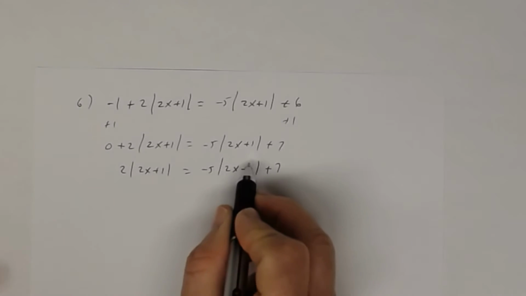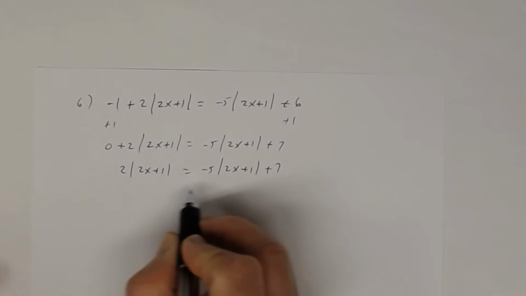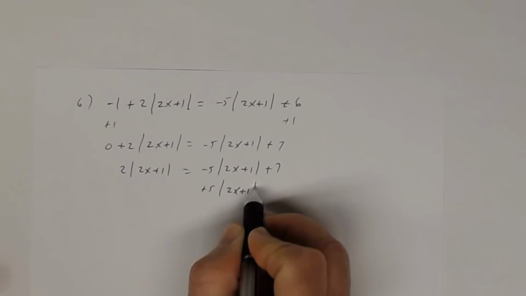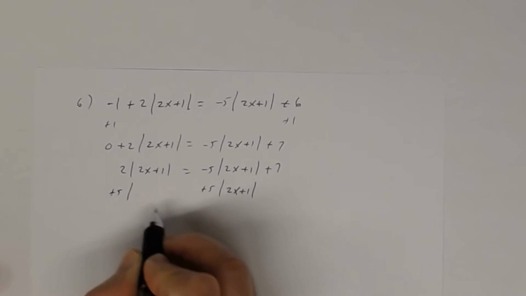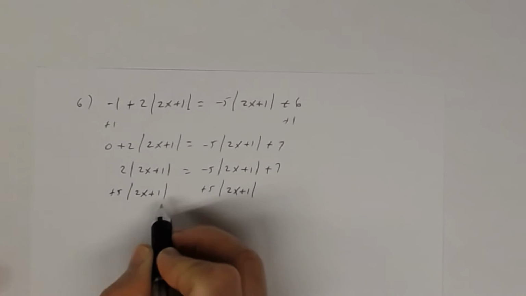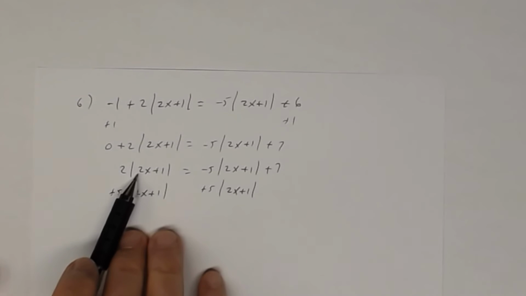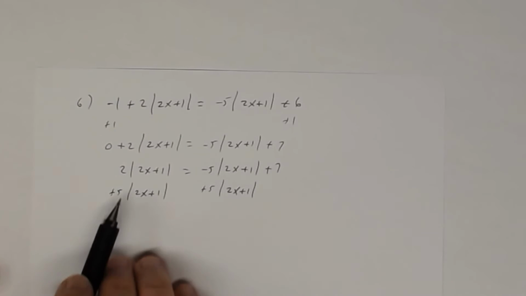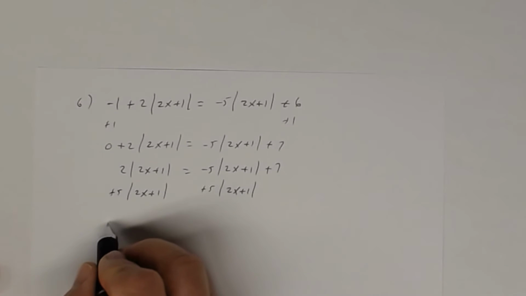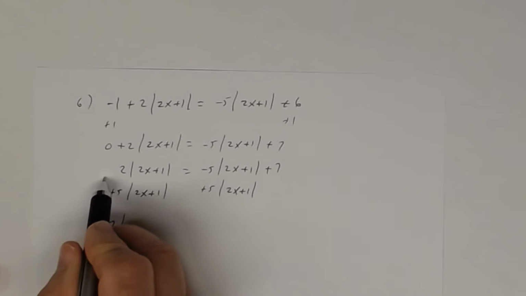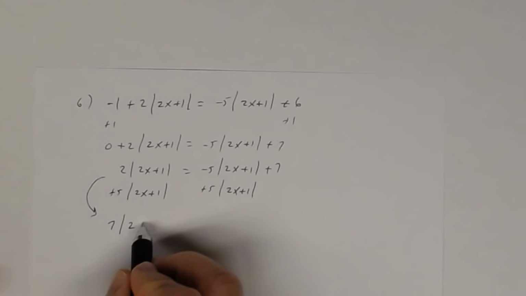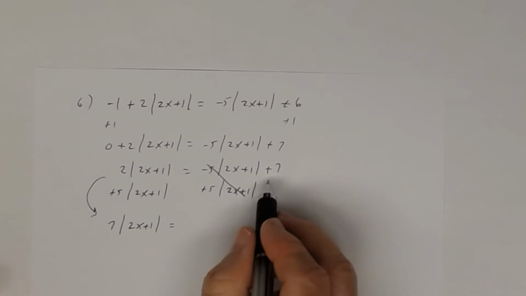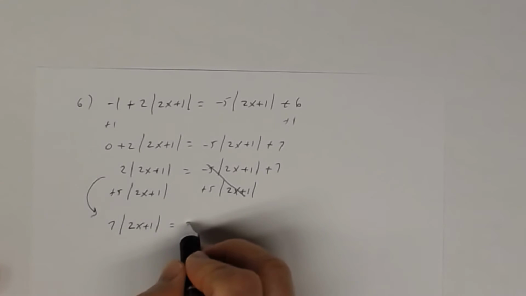And now I'm going to bring this absolute value expression on this side. So I'm going to add 5 times the absolute value of 2x plus 1 to both sides, just like this. So I have 2 of these absolute value expressions, and I have 5 of these absolute value expressions. So together, I have 7 of them. So that's 7 times, so this becomes 7 times the absolute value of 2x plus 1 equal, this becomes 0, and you're left with 0 plus 7, which is 7.